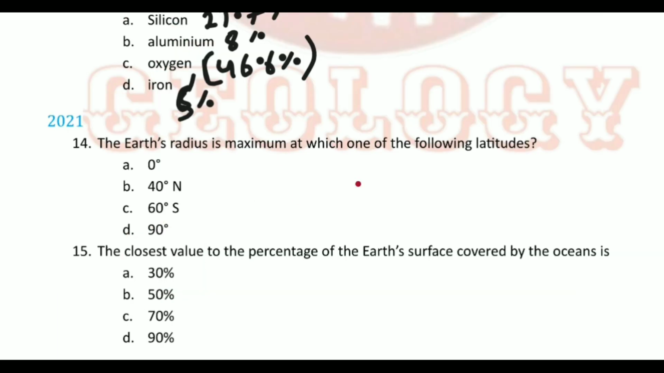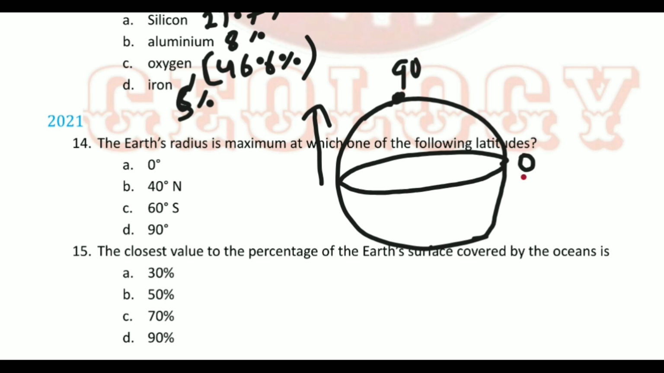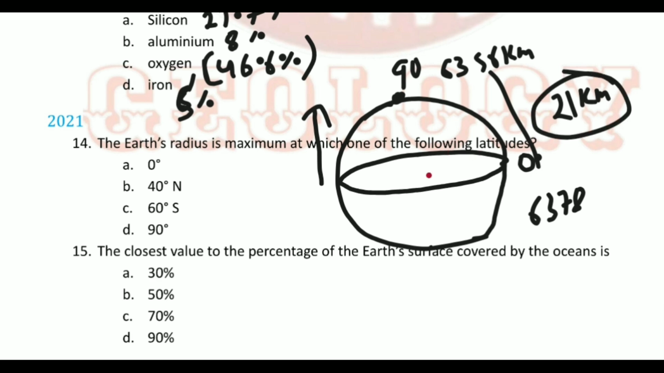Then comes the Earth's radius is maximum at which one of the following latitudes? As you know, Earth is a spherical structure like this. It has maximum radius at its equator and it gradually decreases towards the polar region. Polar region is 90° latitude, equator is 0° latitude. As you go from 0° to 90°, the radius of the Earth will decrease. So it has maximum radius at equator, which is 6378 km approximately, and at polar region it is 6356 km. So there is approximately 21 km difference of radius between equator and polar.